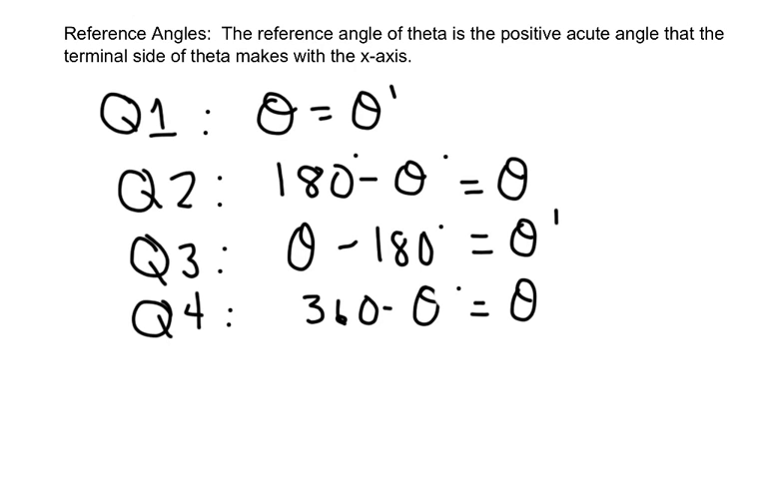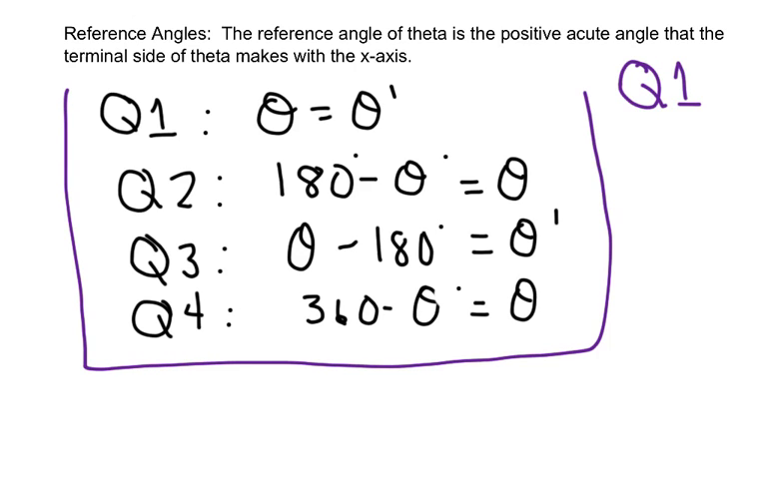Okay, reference angles. The book doesn't talk too much about reference angles. So a reference angle is basically quadrant 1. It's a positive acute angle that the terminal side of theta makes with the x-axis. Here are your formulas. And we're going to do some examples.